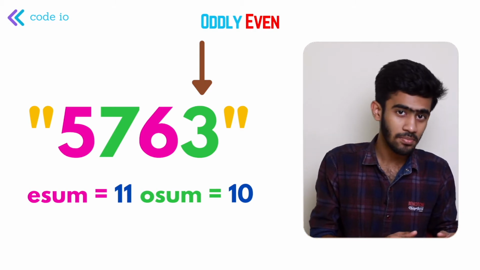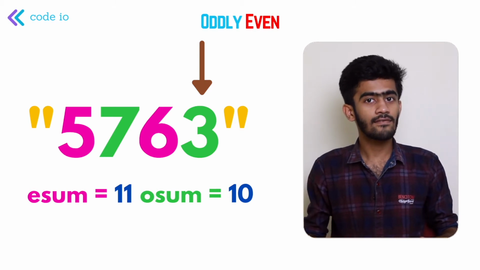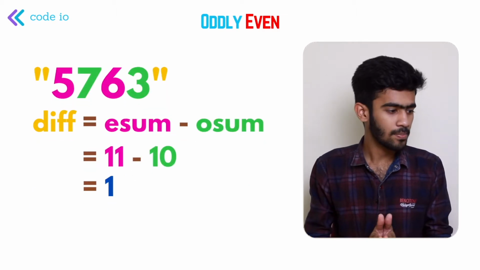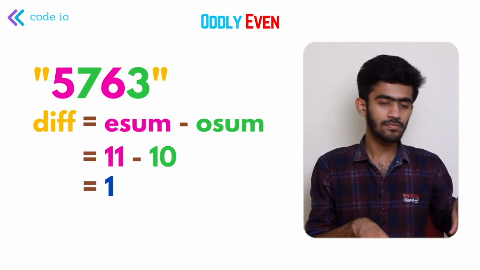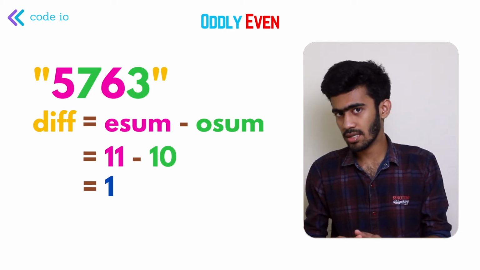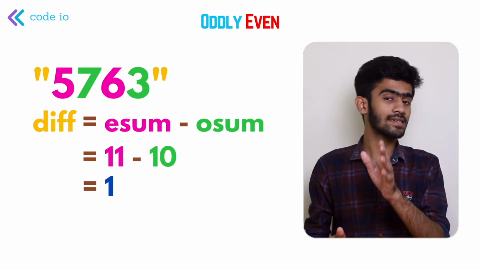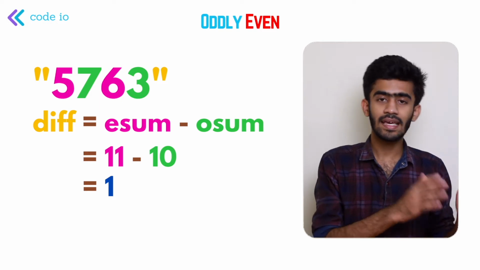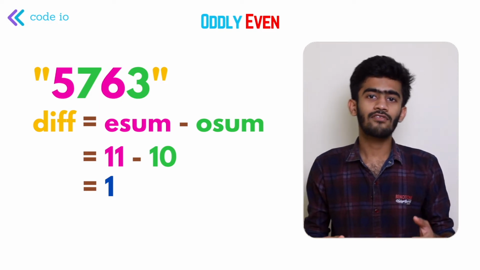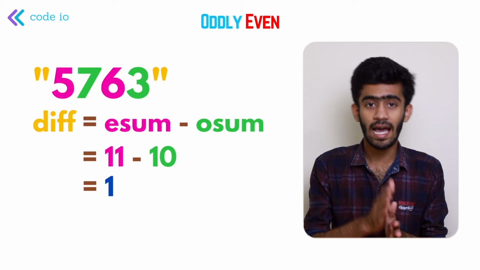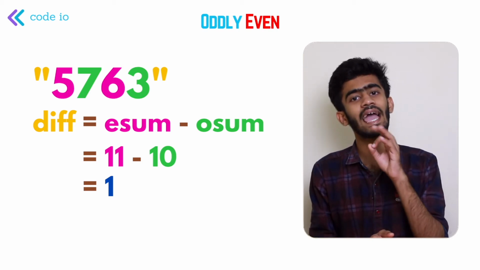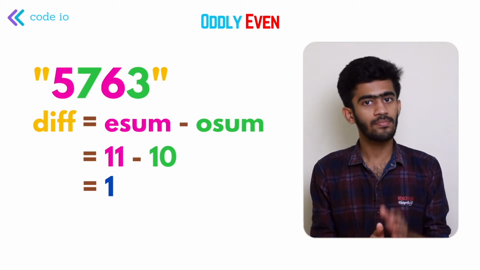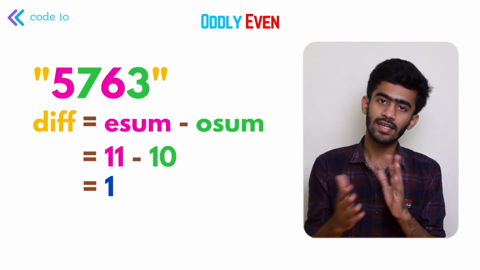We have an odd sum and we have an even sum. Now let's find the absolute difference between these two values. The question was 5763, and we are finding the difference, e sum minus odd sum, so 11 minus 10, that would give us 1. But if it was the other way around, that means e sum is less than odd sum, then while finding the difference we'll get the value of minus 1. As we saw, we don't want just the difference, we want the absolute difference, and hence we'll use the abs function in order to get the absolute difference between these two values.